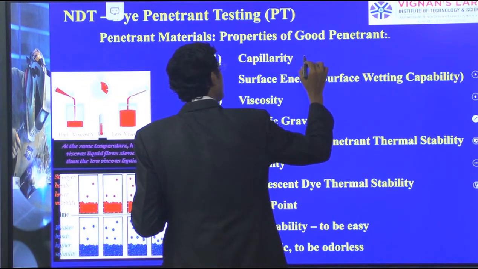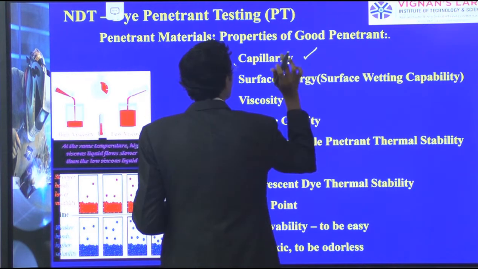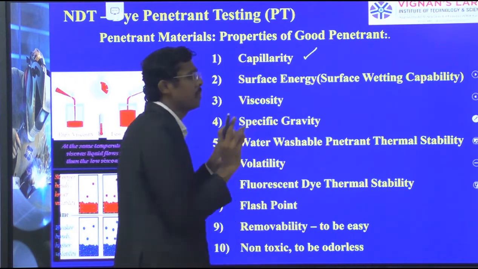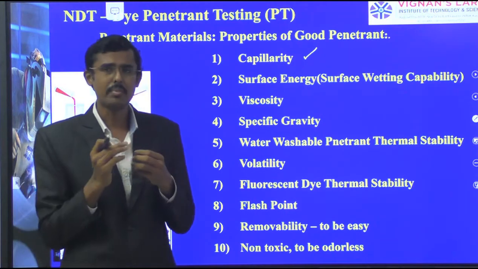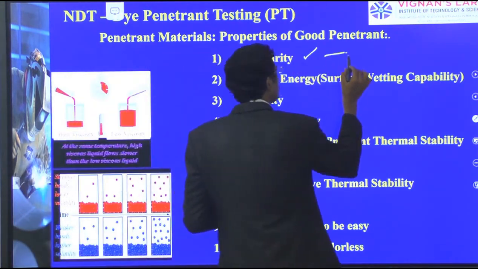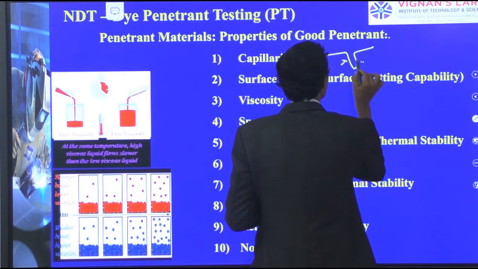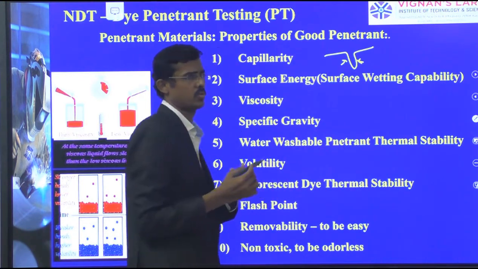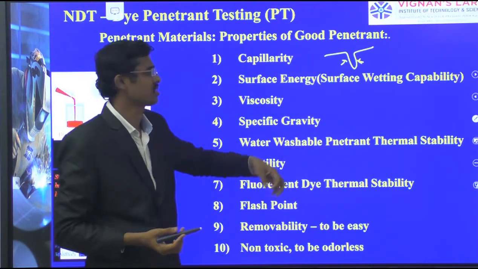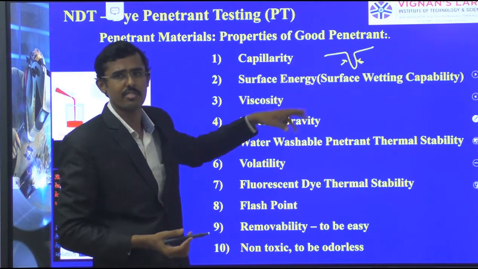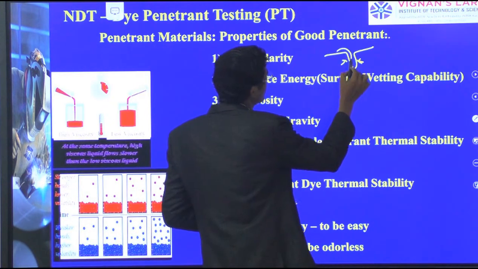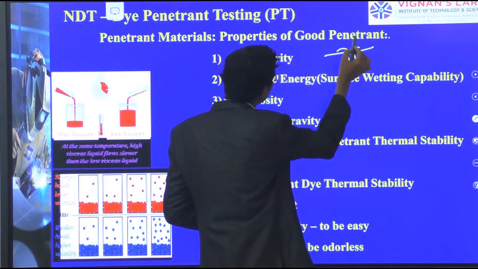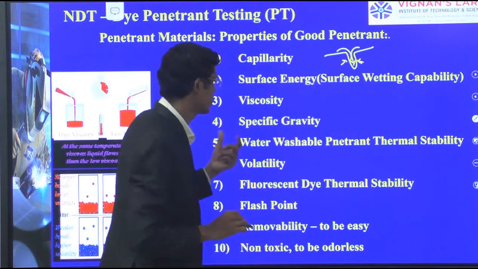This point we have already discussed in the previous content on capillary action, the capillary force. In between the two samples, the surface of these two has some force, which we name as the surface tension of the liquid and the surface tension of the surface, which absorbs the liquid inside. So this action is called capillary action. It is one of the properties.